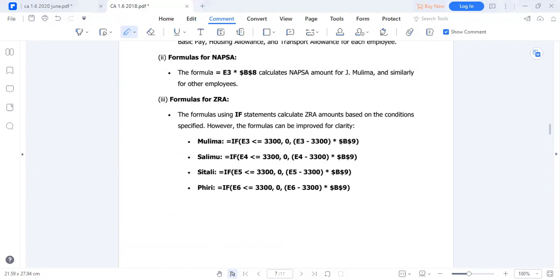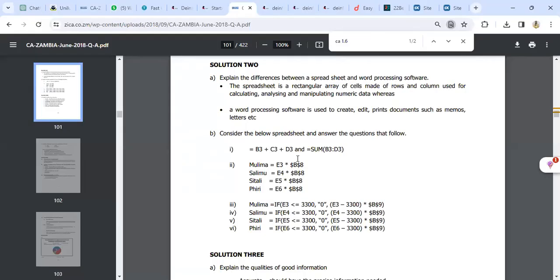Just a minute. So we try on the figures we're getting on Salim. So B3 plus C3 plus E3 and the sum. So this is what we got when we're calculating the sums of each of them. Okay. So B3 plus C3 plus D3 and equals. We did that. All right.